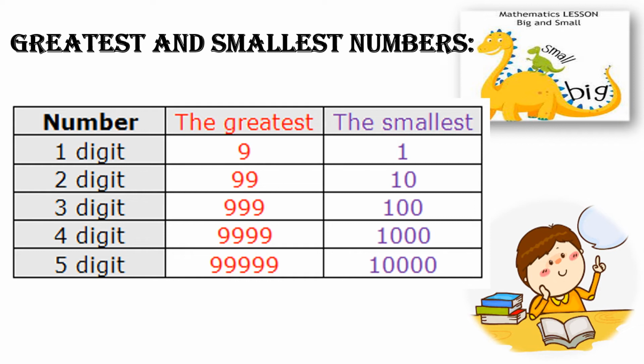The greatest five-digit number is 99,999 and the smallest five-digit number is 10,000. Absolutely correct.